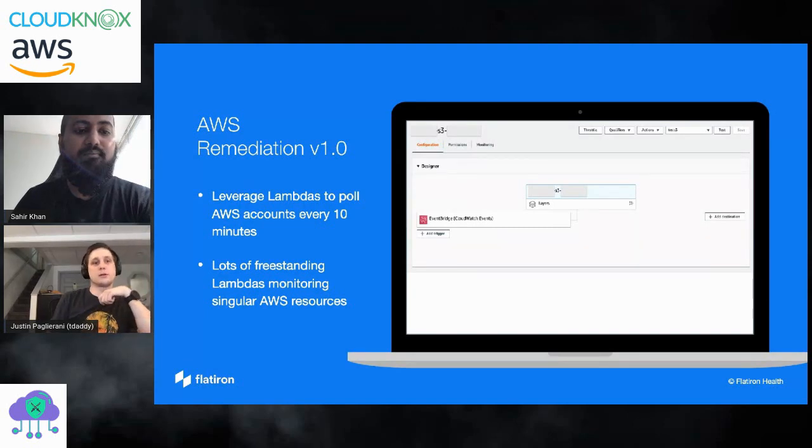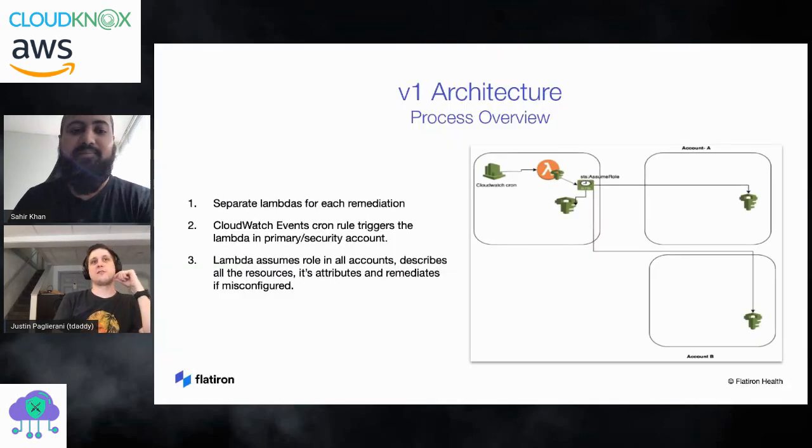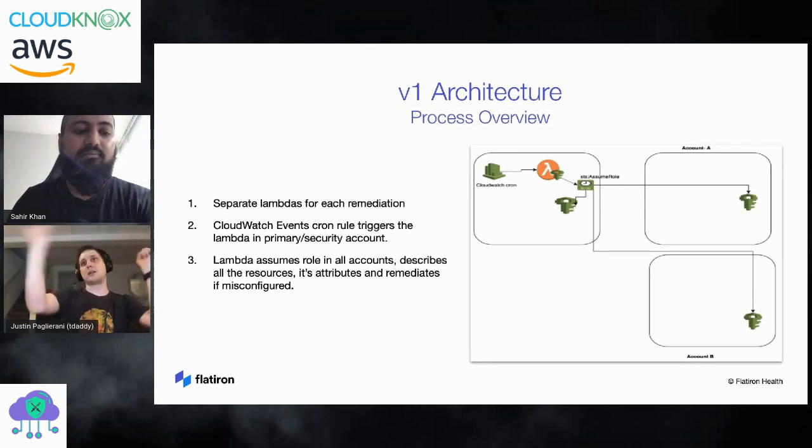So the general architecture of how this worked was we had separate lambdas for each remediation. We were watching the CloudWatch events from our primary account, which we call our security account. And then the Lambda would assume roles into each of our other accounts to look at resources that way. So we had a centralized little isolated deputy that would then move on to the different accounts and monitor all the resources and then fix them if things were broken.